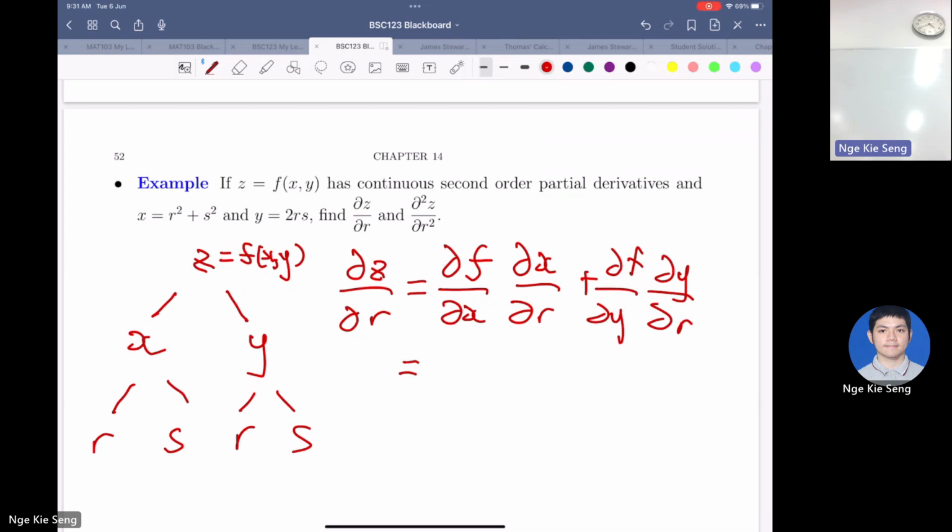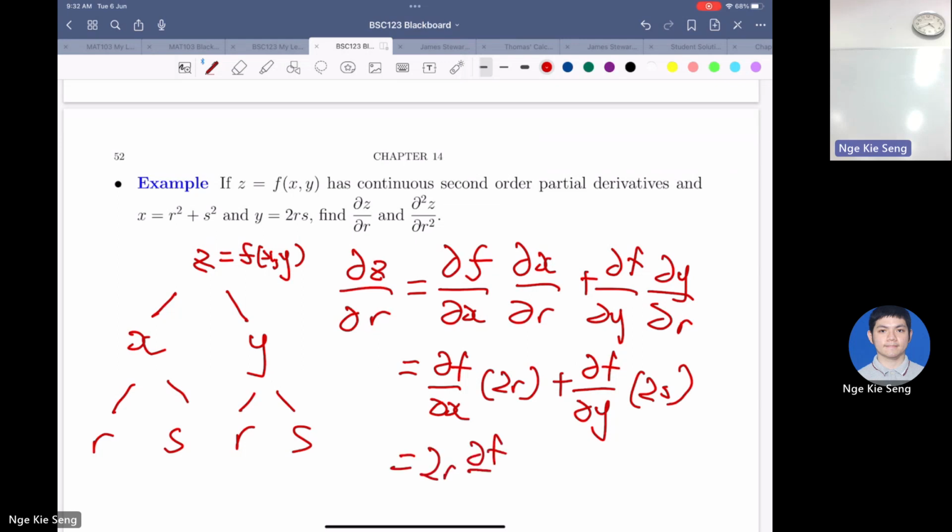Okay, so what is del? Del f over del x, you can't really compute, because f doesn't have a form in x. So we just keep it as del f over del x. But del x over del r, you can do it, right? Because we have x in terms of r, which is just 2 after differentiating. And then del y over del r is 2x. Okay, so this is the final answer: 2r times del f over del x plus 2x del f over del y.